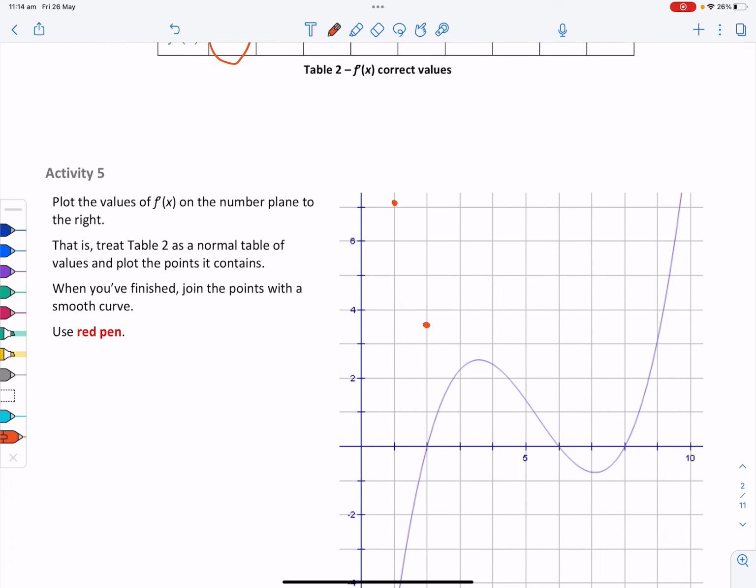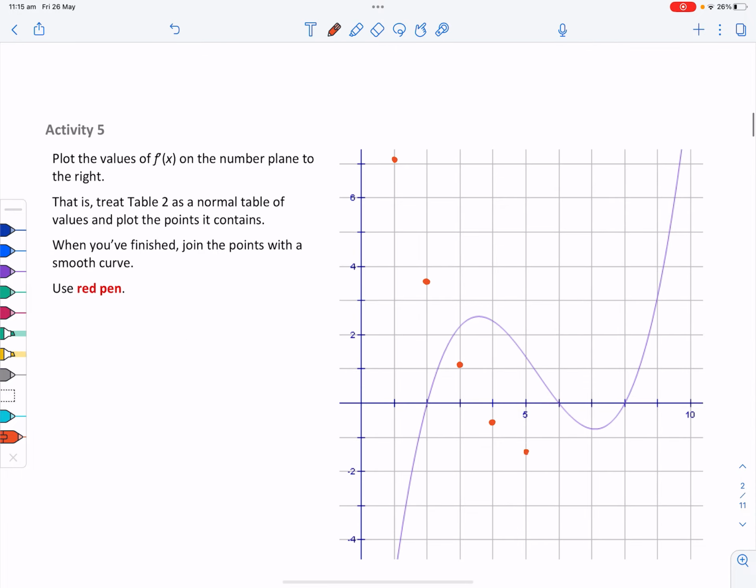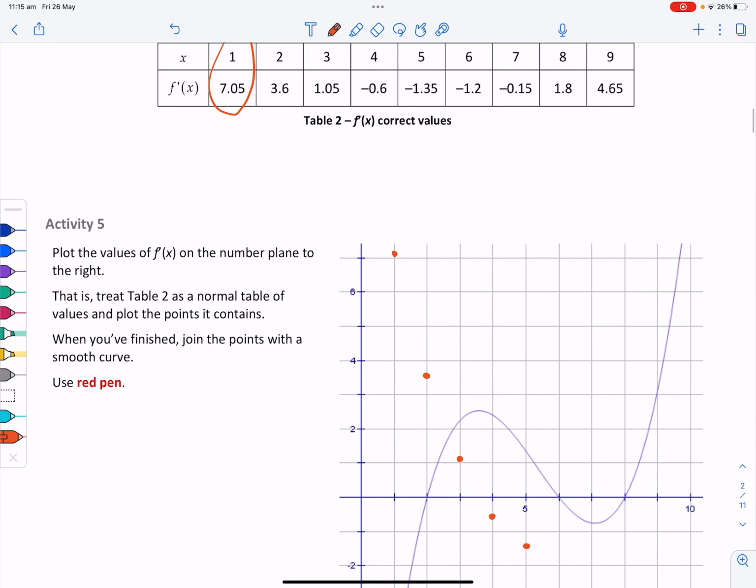Right, 2, 3.6, I've done that one. 3, 1.05, 4, negative 0.6, 5, negative 1.35, 6, negative 1.2, 7, negative 0.15, 8 is 1.8, and 9 is 4.65. Now, isn't that interesting? These seem to form a parabola. Okay, so there you go.